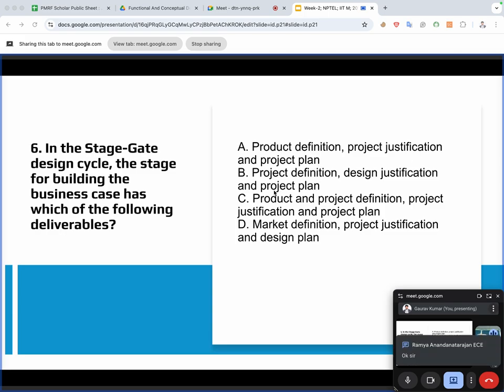So coming to question number 6. In the stage gate design cycle, the stage for building the business case has which of the following deliverables? Option A is definitions, project justifications and project plan. B is project definition, design justifications and project plan. C is product and project definitions, project justifications and project plan. D is market definitions, project justifications and design plan. What is the right answer?